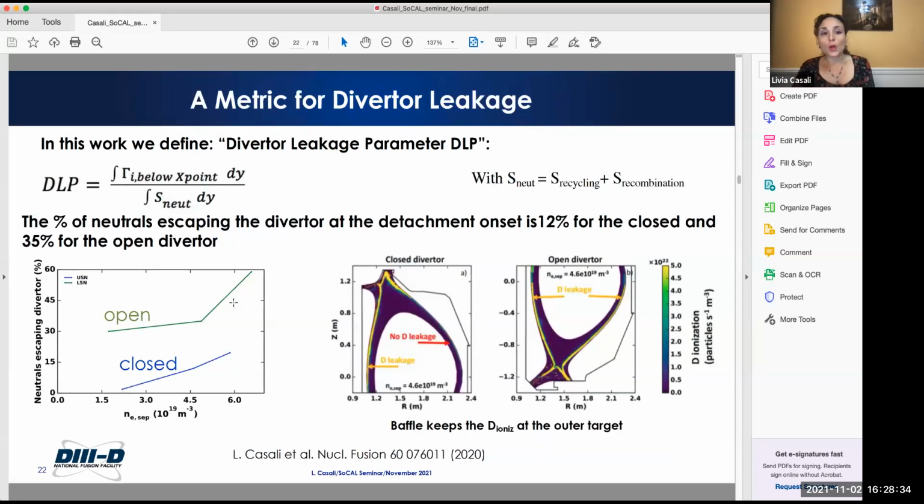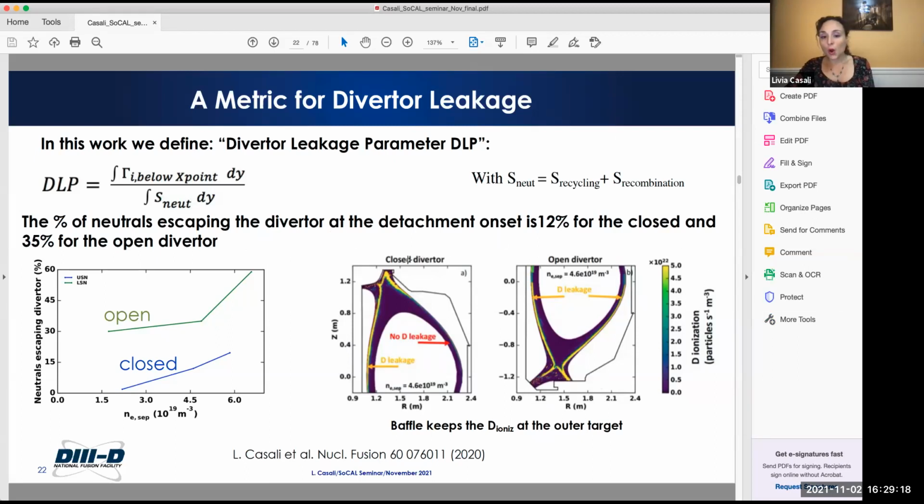When we started to look into this work, one of the first things that we did was to provide a metric for divertor leakage. We define a DLP parameter, which is the ratio of the neutrals that can escape the divertor over the neutrals that are born in the divertor. As I'm showing in these figures on the left, the percentage of neutrals escaping the divertor at the detachment onset is 12% for the closed and 35% for the open divertor.